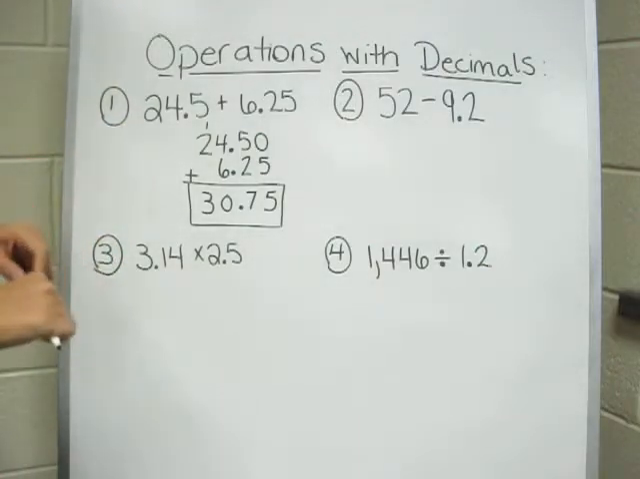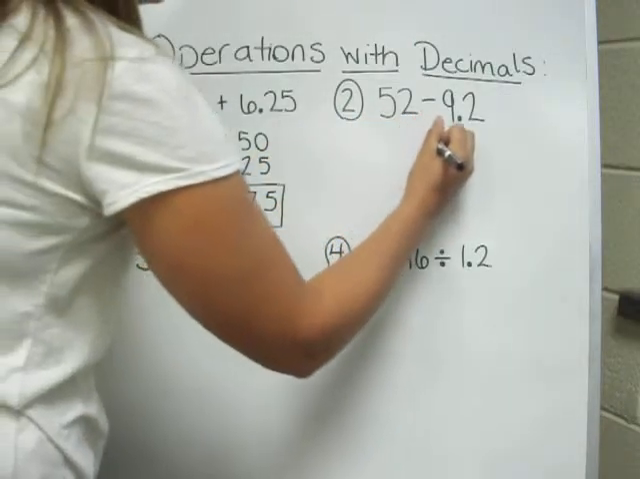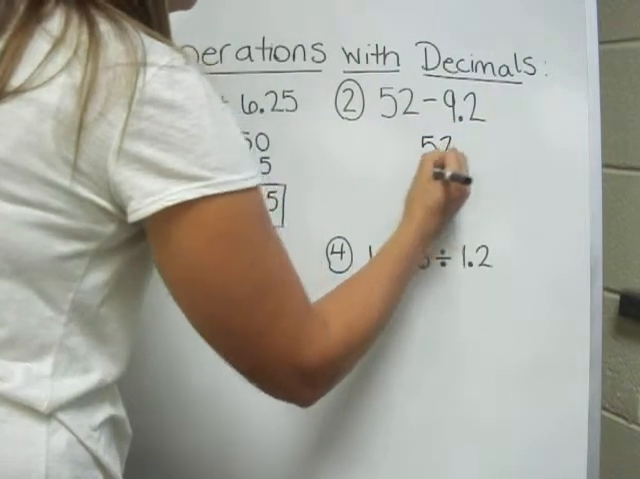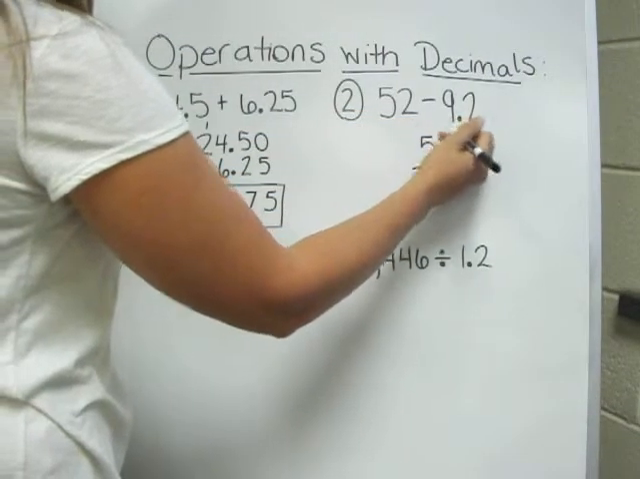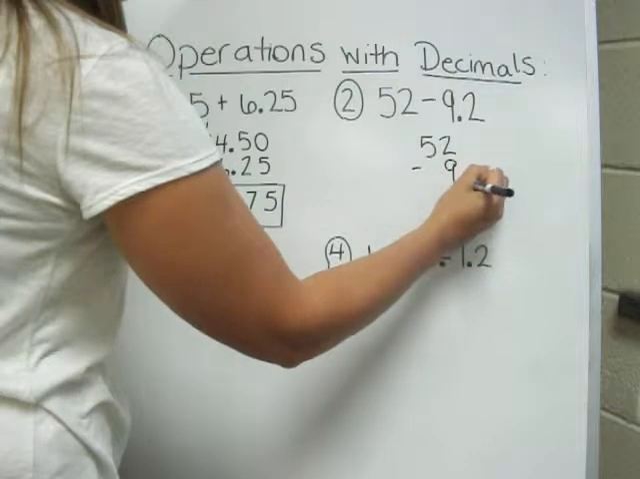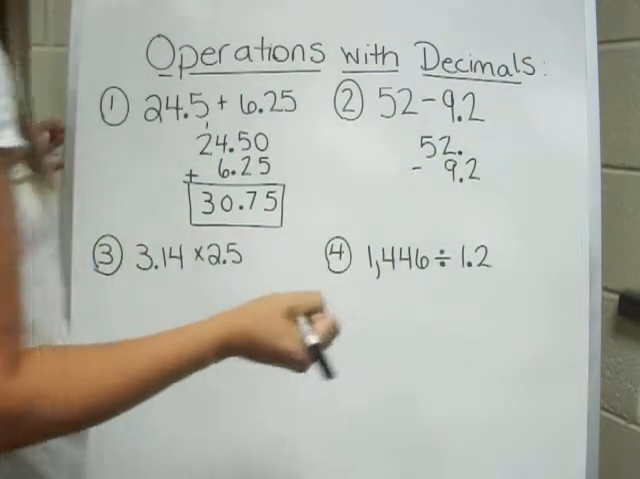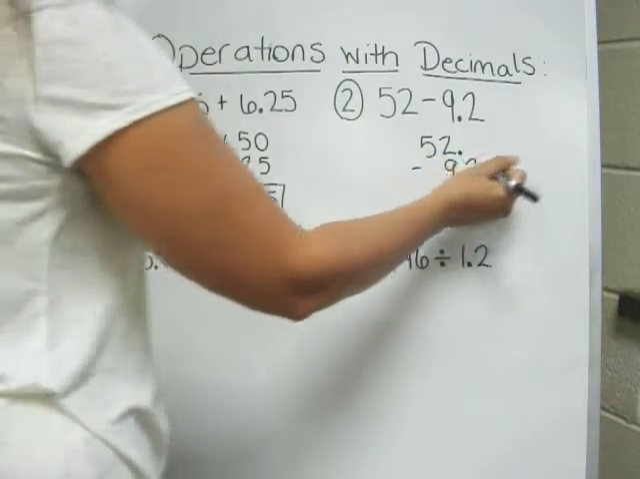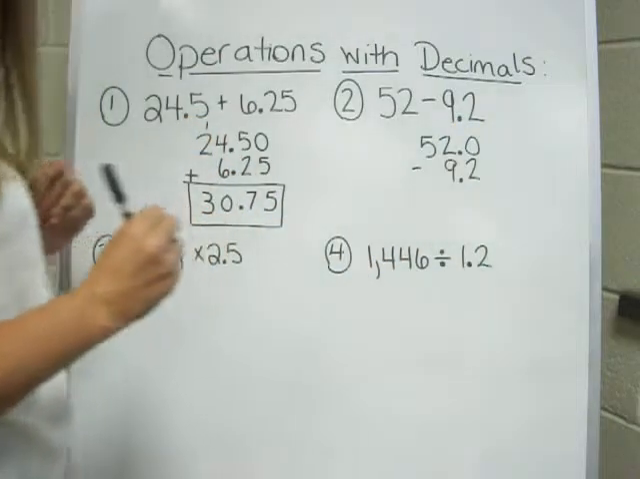So we have 52 minus 9 and 2/10. When we write the problem, we need to make sure that we line up our place value. 2 is in the ones place, 9 is in the ones place. We can put a decimal after the 2. And we can't take 2 from nothing. We need to put a 0 here so that we can do some regrouping.